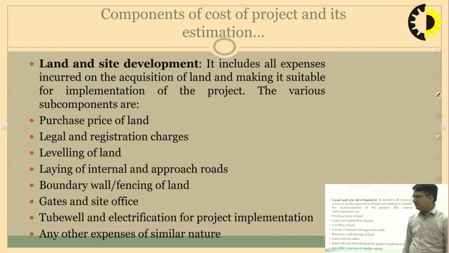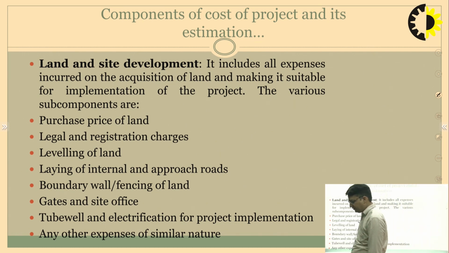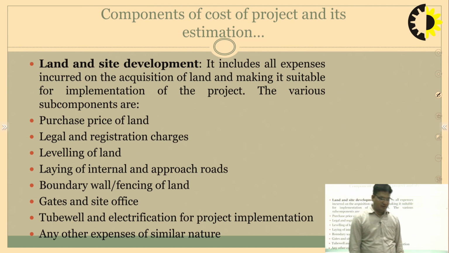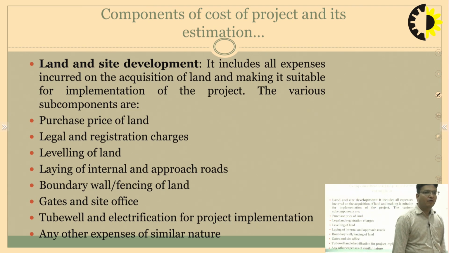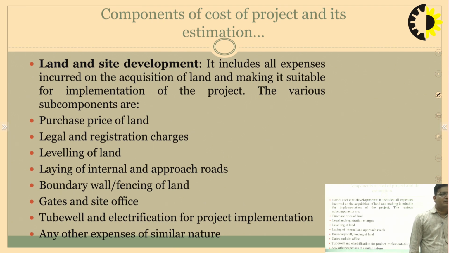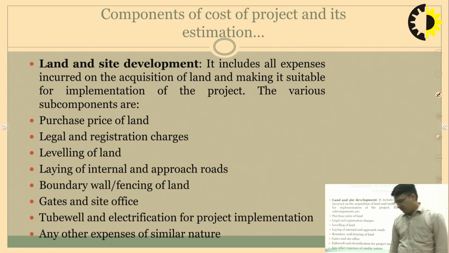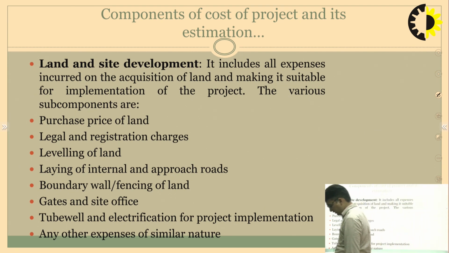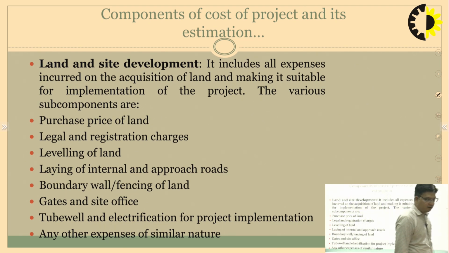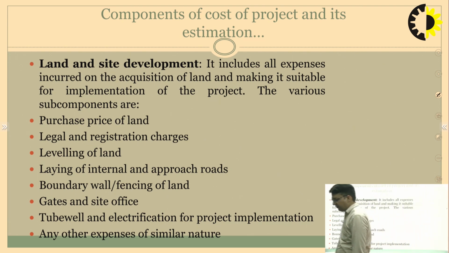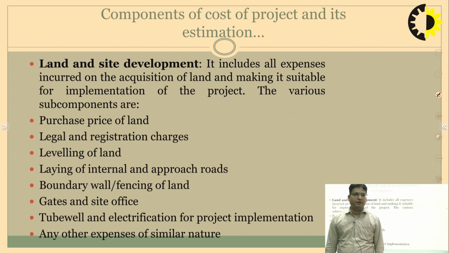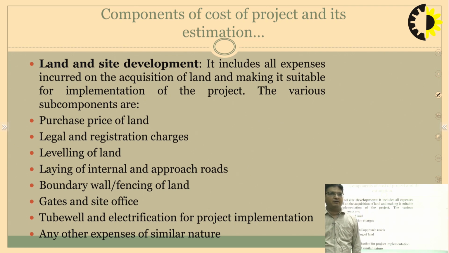so that if any person visits, he can use the site office, from where he can get the information. Then we need tube well and electrification for project implementation. Tube well is very important because water is required everywhere. For that, we need tube wells to have water available at the site for various purposes, for construction and for drinking. We need to bore down the tube wells and have the water.